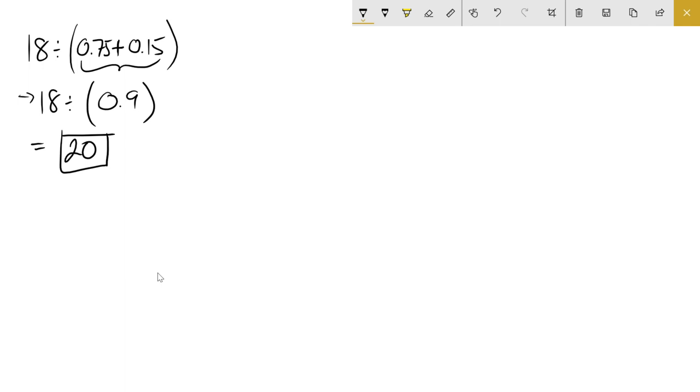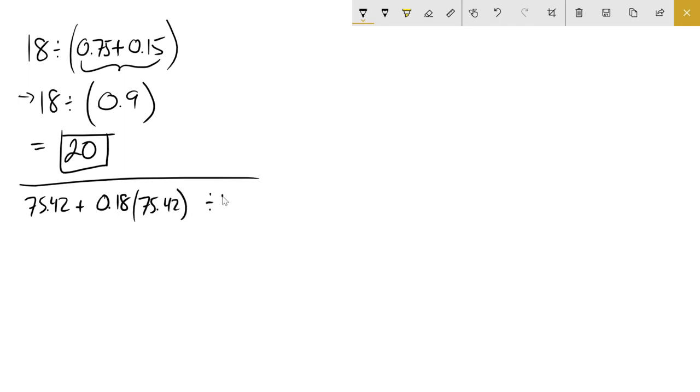Then what we got here was 75.42. We're talking dollars here. Plus 0.18 times 75.42, and then divide by 5. So order of operations, you go within the parentheses. What comes first inside there? You need to do your multiplication first. What does that come out to be if we take 0.18 times 75.42? What do you get?